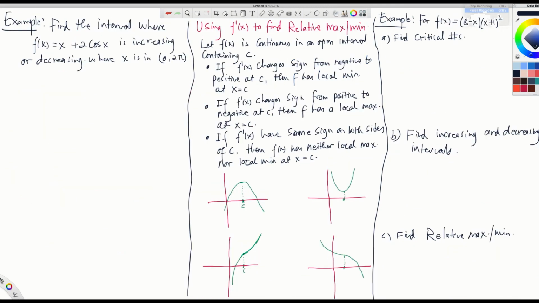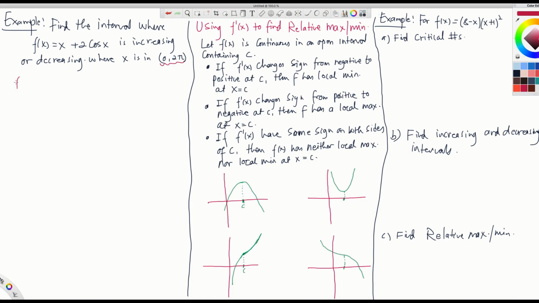Okay, let us look at this example here. So here f(x) equals x plus 2 cosine x, and you want to find out where it is increasing or decreasing. You don't have to look outside this. It says you need to just look inside this interval between 0 and 2 pi. So let's follow the steps.